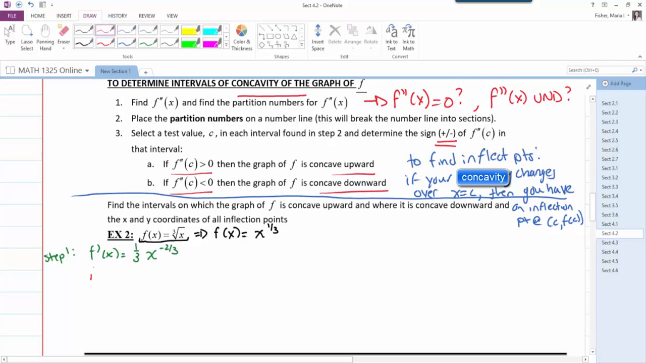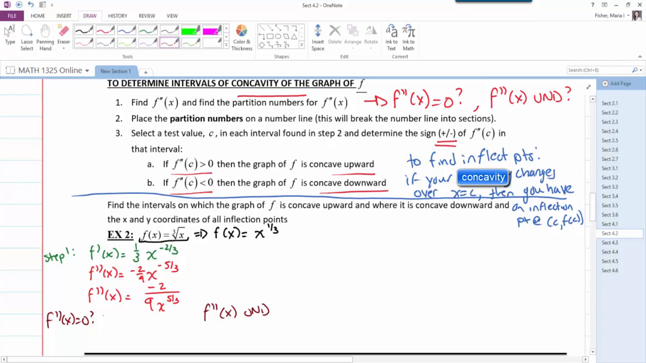So the first derivative, f prime of x, would equal 1/3 x to the negative 2/3. Now that second derivative is going to equal, well, negative 2/3 times 1/3 is negative 2/9, x to the 1 less, so negative 5/3. So this is really the same as negative 2 over 9x to the 5/3. And then I have to find the partition numbers. So I need to figure out where the second derivative is equal to 0 and where the second derivative is undefined.